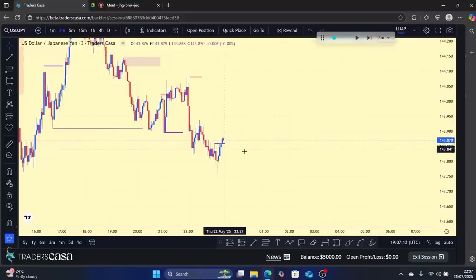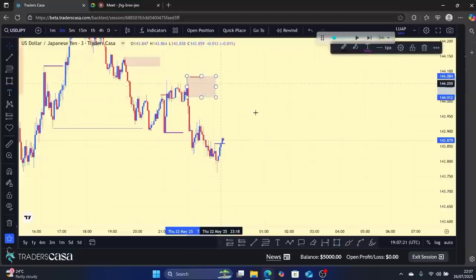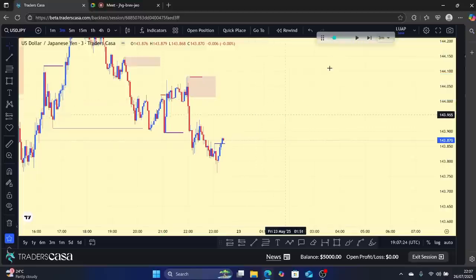Price has taken out that inducement. This one here is our extreme POI, I mean extreme order block. You can clearly see that that's our order block. Yeah, that's our order block. There is no order flow here. The order flow here was mitigated. So let's see.